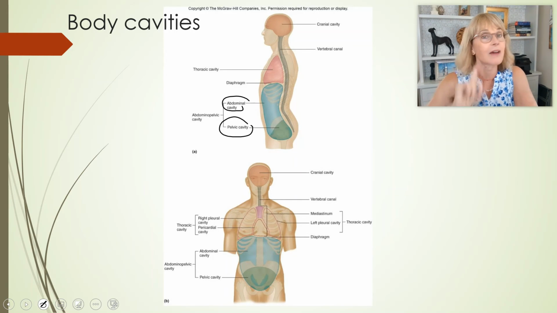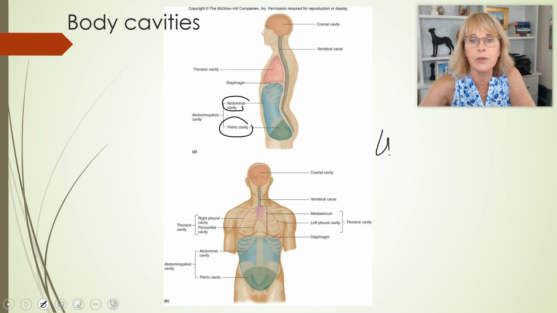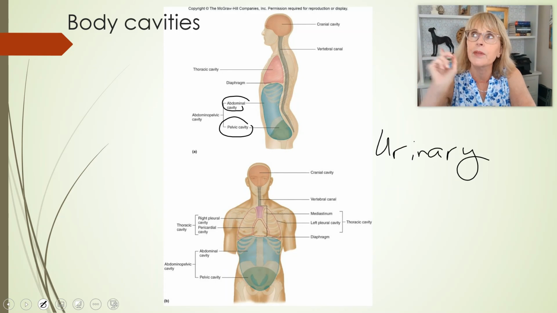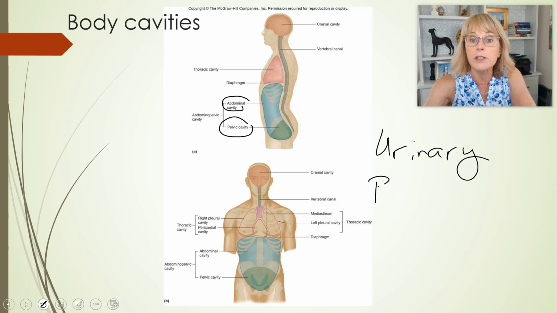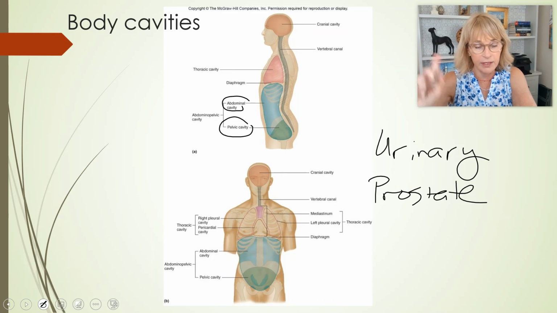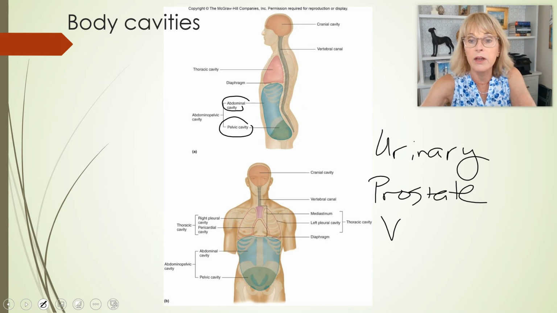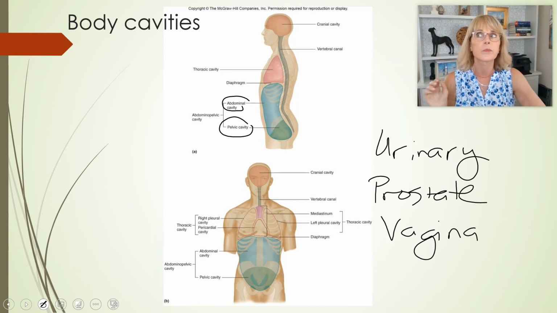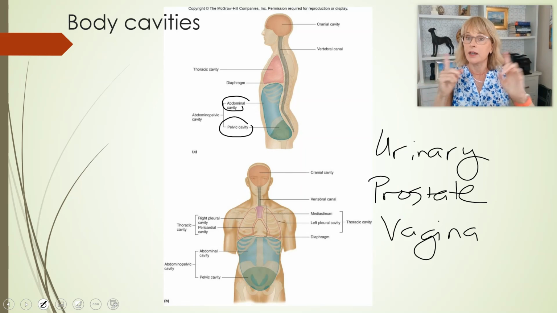Well, what's in the pelvic cavity? Not very much. So remember these. The urinary bladder is in the pelvic cavity, the prostate gland in a man is in the pelvic cavity, and the vagina is in the pelvic cavity. That's enough. So lots of things in the abdominal cavity, not very much in the pelvic cavity.